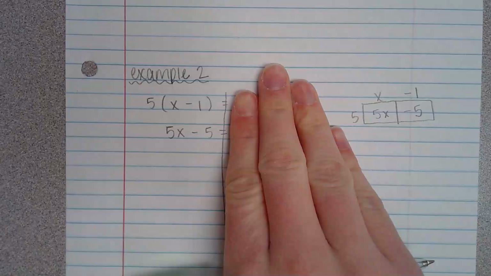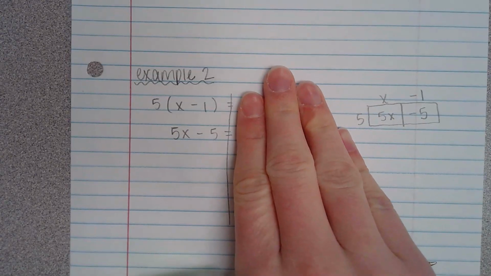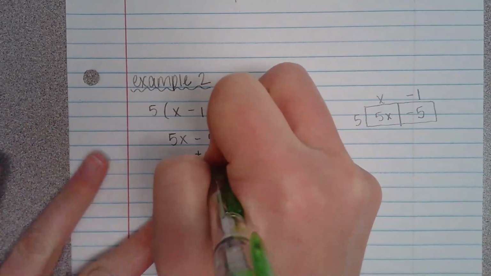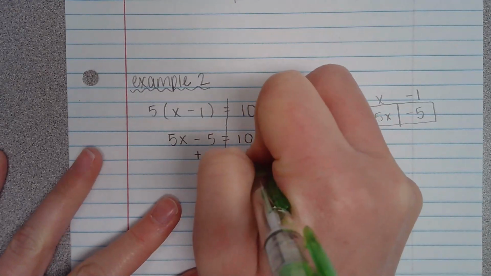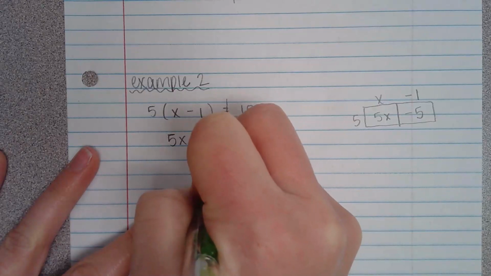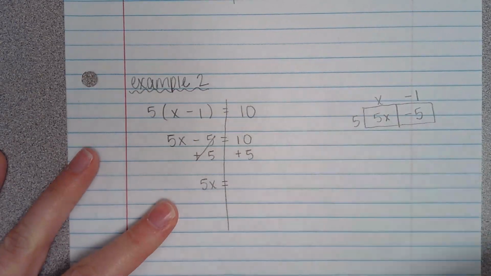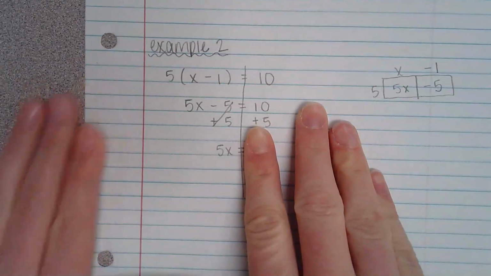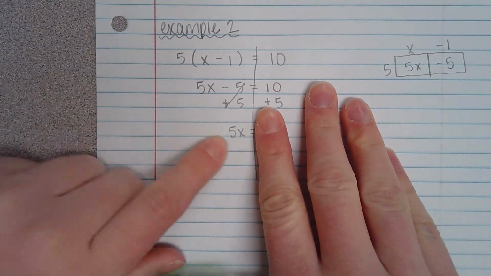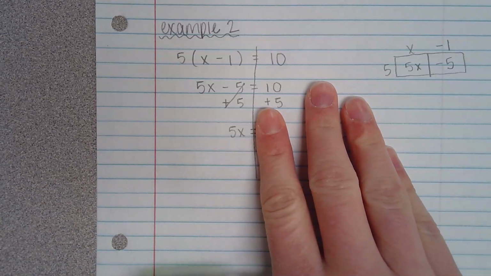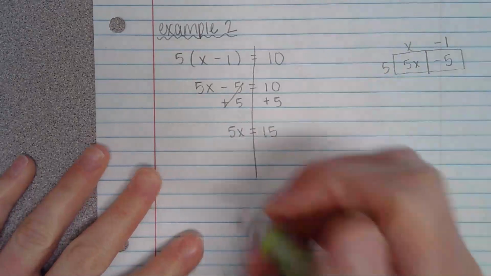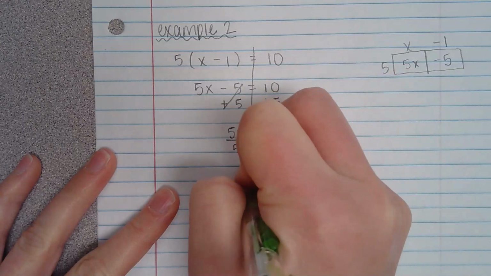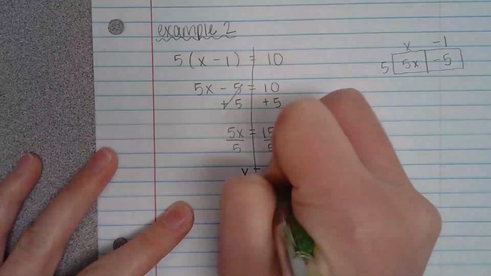Now we'll cover the side that doesn't have x again, and we're moving the term that is farthest away from x. In this case, it's a negative 5, so we'll do the opposite by adding 5. Doing that on both sides. The 5x drops down, and plus 5 gives us 15. Still covering the side that doesn't have x. This says 5 times x, 5 multiplied by x, so we'll undo that multiplication with division. So x equals 15 divided by 5 will give us 3.